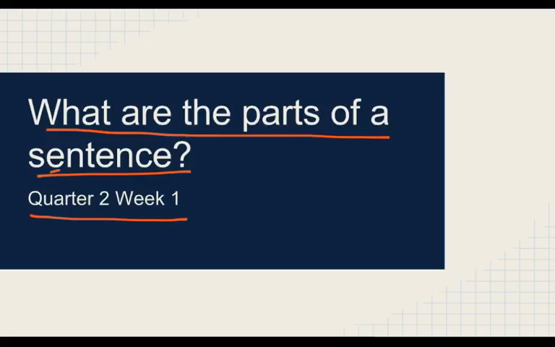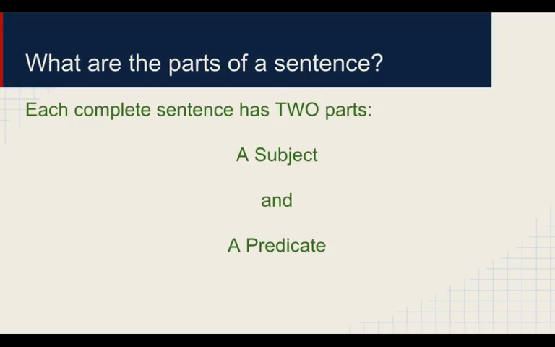This is going to be a little bit of a review because we did cover it a little bit when we were talking about subjects and verbs and subject-verb agreement, but it's always good to review a little bit. So we're talking about subjects and predicates today. There are two parts of a sentence, a subject and a predicate.